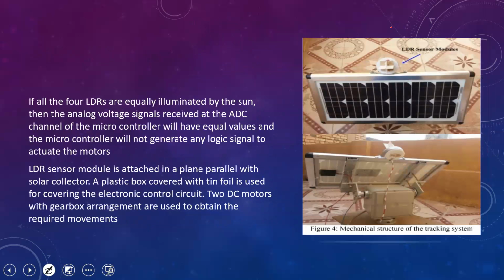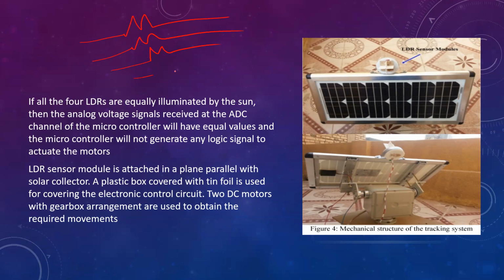If all four LDRs are equally illuminated by the sun, then the analog voltage signals received at the ADC channel of the microcontroller will have equal values, and the microcontroller will not generate any logical signal to activate the motor. As we have discussed earlier, if all the LDRs have the same intensity, the Arduino Uno does not provide any signal. If one gets more, the Arduino Uno sends a signal to the motor so that it moves, and each sensor gets the same amount of light intensity.